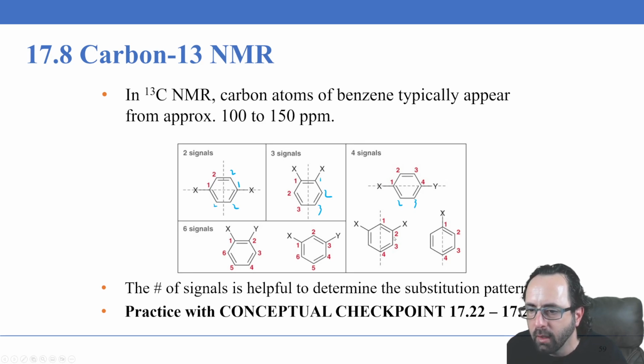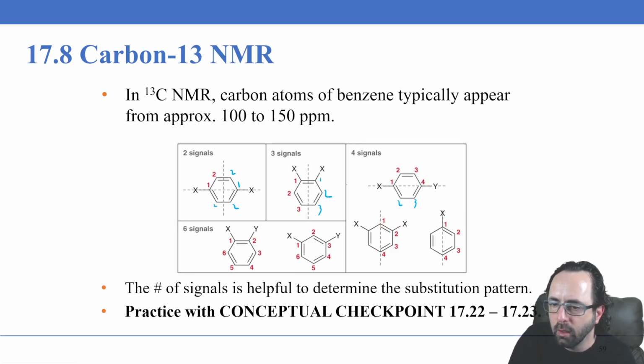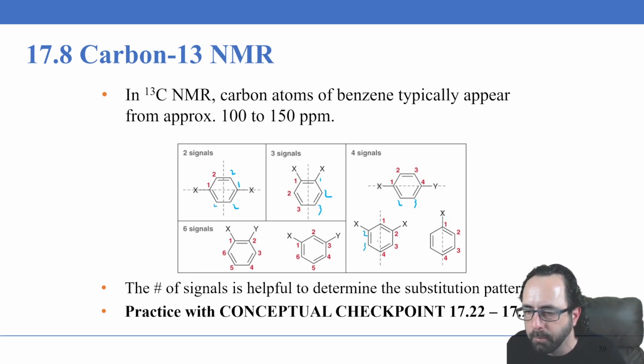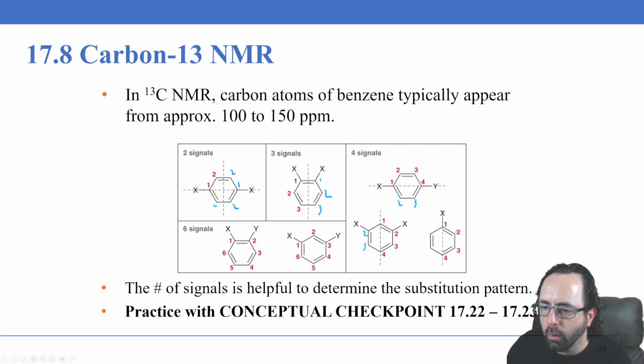Likewise, if we have 2 groups here in the meta position, we'd have this carbon is different from this one. However, these 2 carbons would be the same, 2 and 2 here. Likewise, here with only 1 substituent, we'd have 3 carbons: the one attached to the substituent, the one opposite, and then 2 and 2.